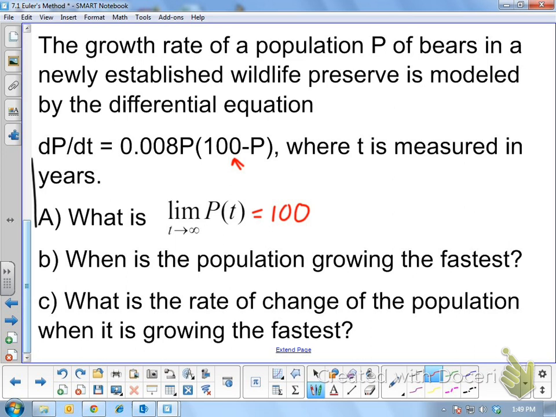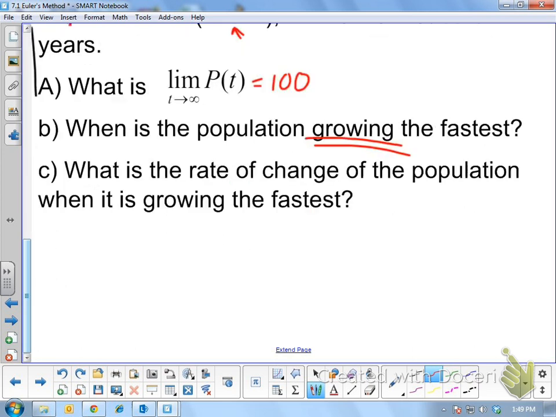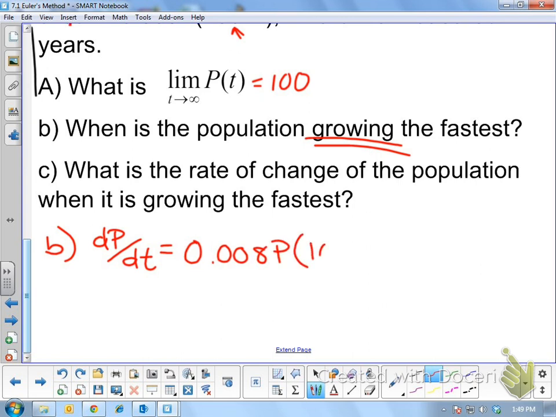Now it said when is the population growing the fastest, not when is the population at a maximum. It wants to know when are we getting bigger? What's the biggest point we're getting bigger at? So we actually do still need to take the derivative, because it wants to know when the derivative is at a maximum. And there's only one word that tells you that, and that's the word growing. We want to know when it's growing at the fastest. So for B, we're going to take our equation and we are going to differentiate.